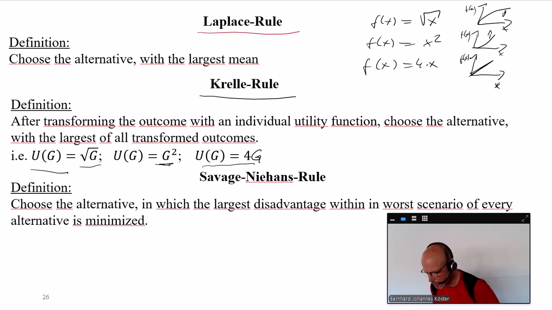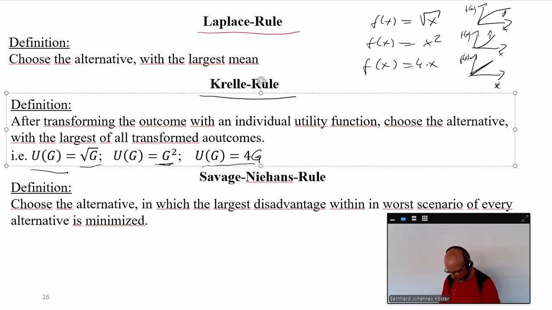And here I think I did something wrong. After transforming with the individual, choose the alternative with the largest average is missing here. Because of course, otherwise it wouldn't change to the maximax principle.